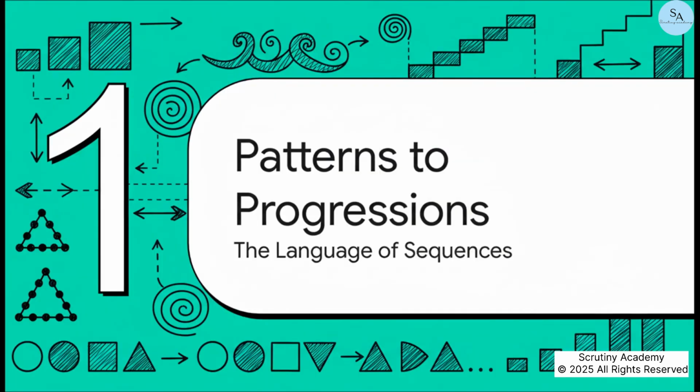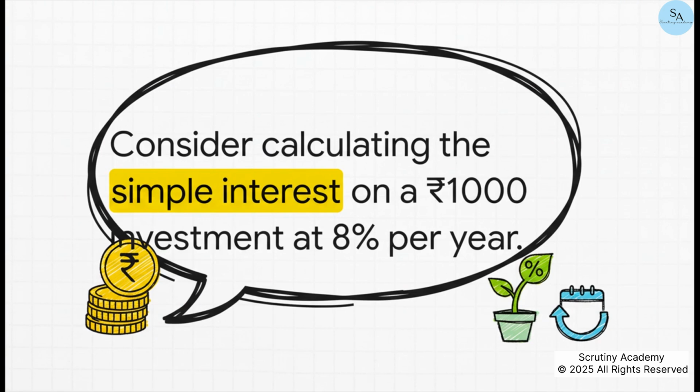Okay, first things first. Let's bridge that gap between just seeing a simple pattern and what we in mathematics call a progression. It's like we're learning the secret language of sequences. Let's ground this with a real-world example you will definitely see on your exams. Imagine you invest 1,000 rupees, and you're getting a simple interest rate of 8% every single year. So how does that interest actually grow?